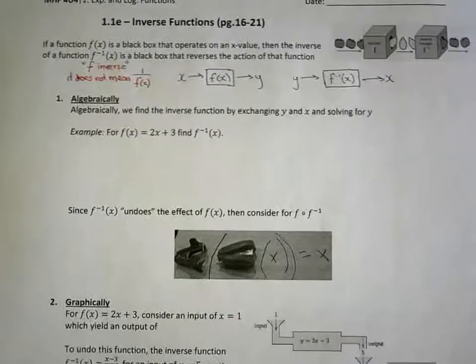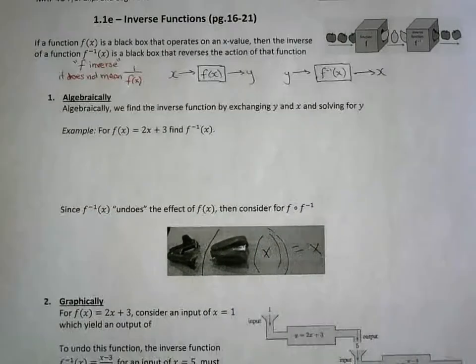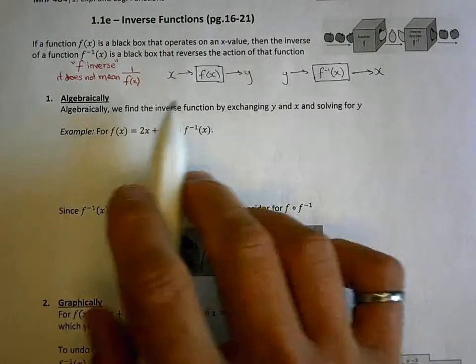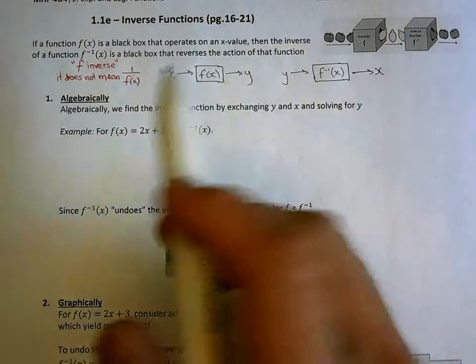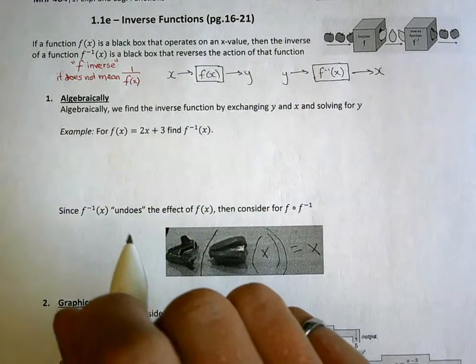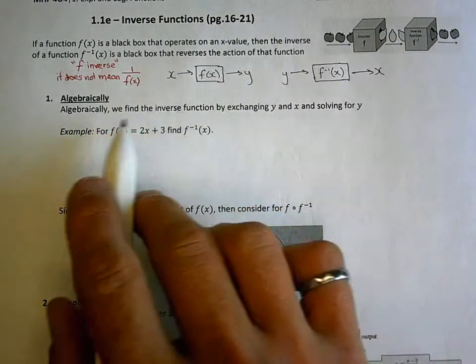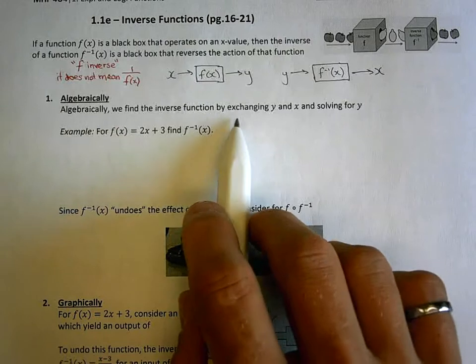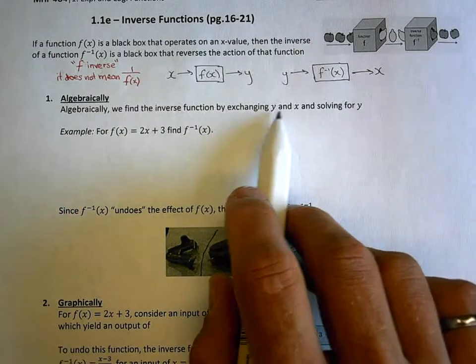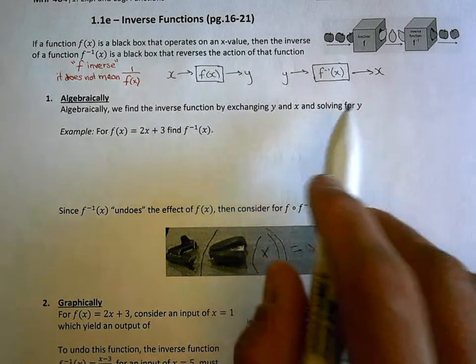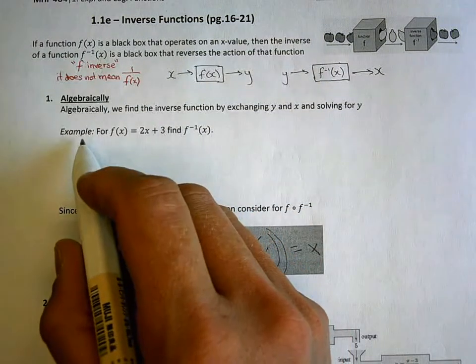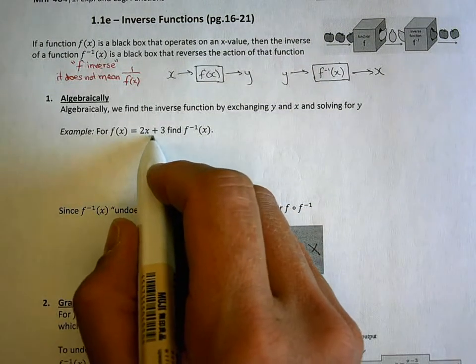Okay, so let's look at what the inverse function looks like algebraically, and then we'll look at graphs. Algebraically, we find the inverse function with a very easy strategy. We exchange the y's with x's and the x's with y's, and then we solve. So let's look at this example. f of x equals 2x plus 3.